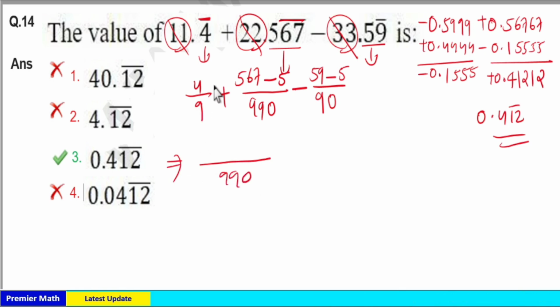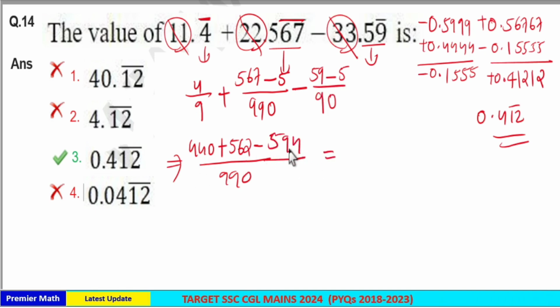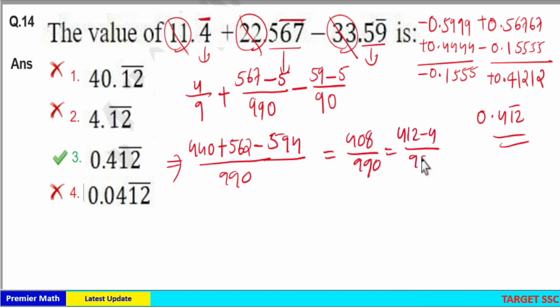9 goes 110 times in 990. 110 into 4 is 440, plus 567 minus 5 is 562. 990 goes 1 time in 990. So this is 562 minus 90 goes 11 times in 990. So 11 into 54 is equal to 594. Now this will become 408 divided by 990. Now you can see this can be written as 412 minus 4 by 990, which is equal to 0.412 bar.